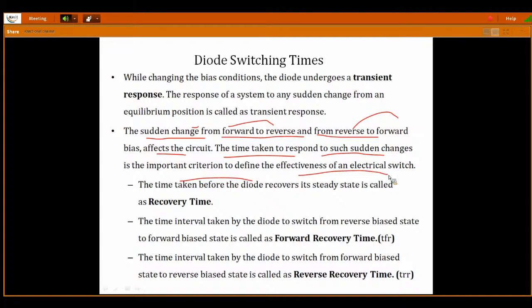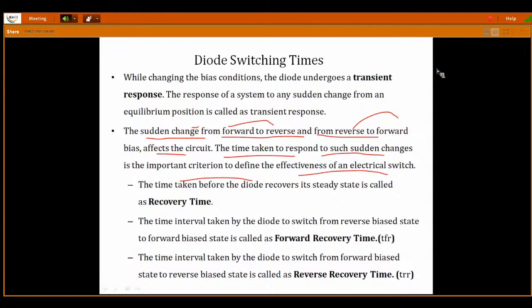Now, how much time it is taking to respond to such sudden changes from the on to the off state. When I call it on, that means forward bias; off means reverse bias. This is a very important criterion to define the effectiveness of the switch. Practically, I'm talking about the effectivity of the switch. For example, the ideal switch. What is an ideal switch?